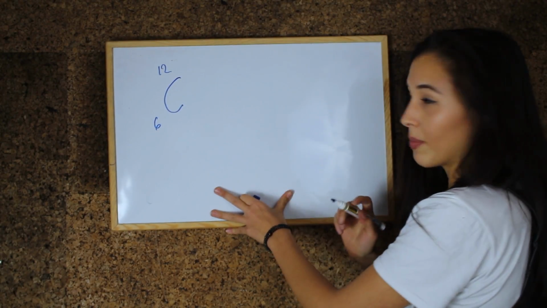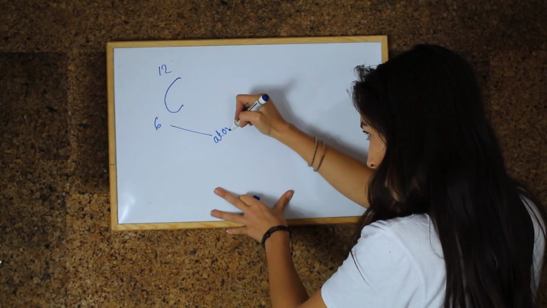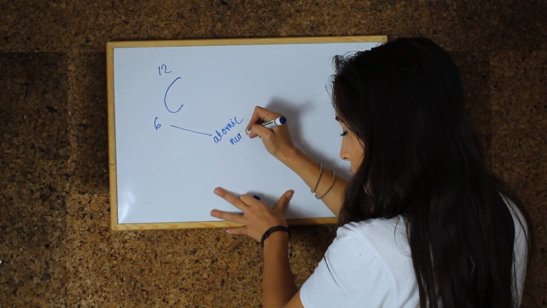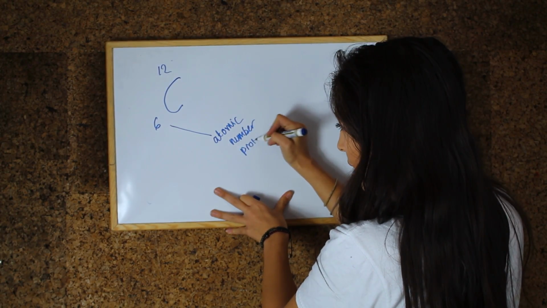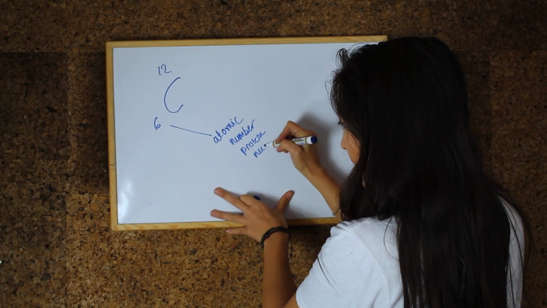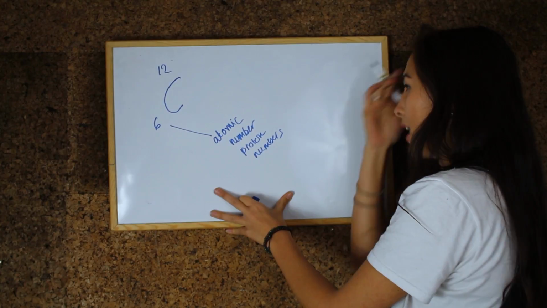If you look at your periodic table, so let's talk about carbon for example, you will see a number at the top and a number at the bottom. So this number at the bottom is called the atomic number. Or some people call it the proton number. Reason being is that it's the amount of protons for this particular element.